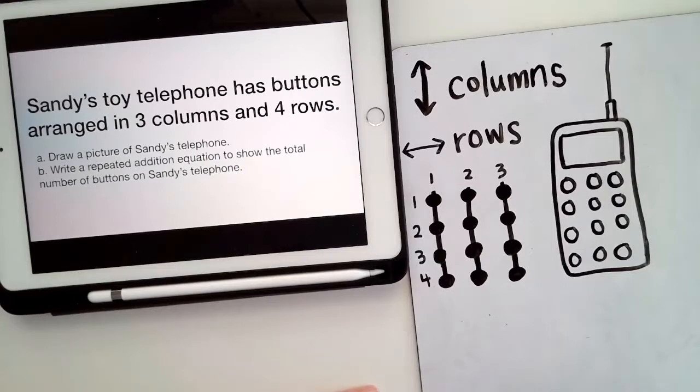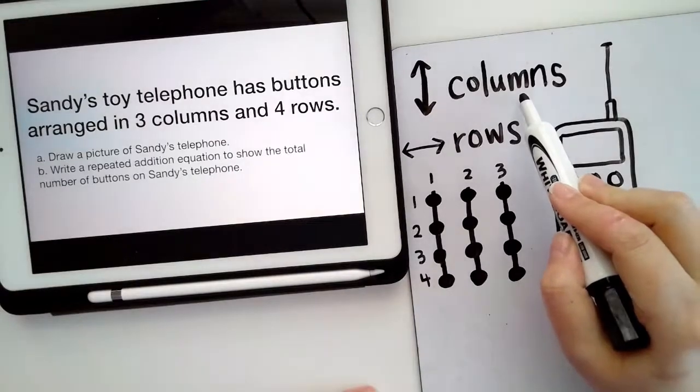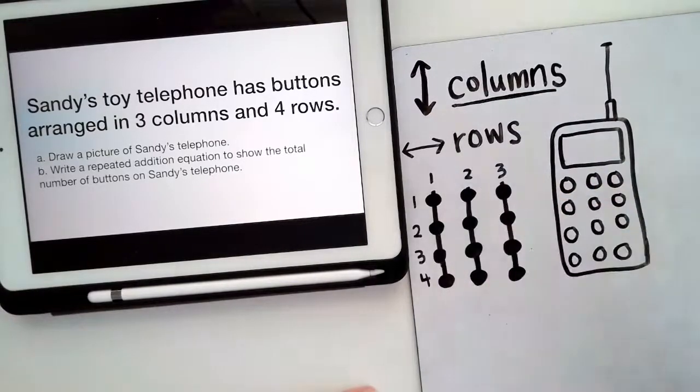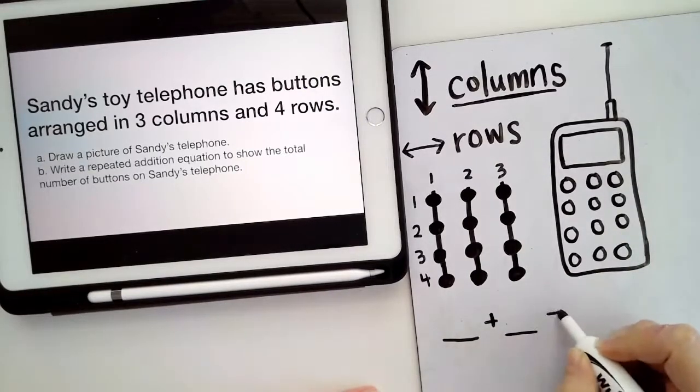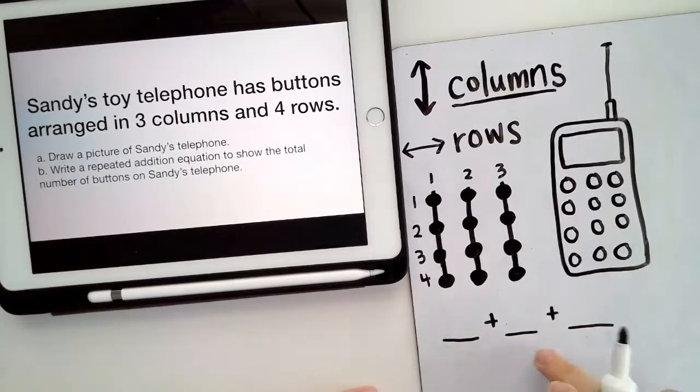We need to write a repeated addition equation. Remember, repeated means it's the same thing over and over, right? And this is addition because we're trying to figure out how many buttons there are all together. So first, I'm going to do my equation to match with columns. Okay? That means I know there are 3 columns. So my equation will have 3 spots for numbers, because that's for each column. And like I said, the first one I'm doing is to match with columns.